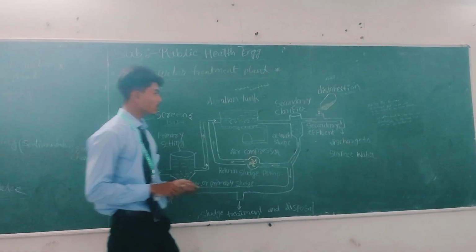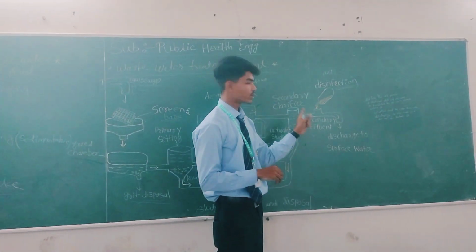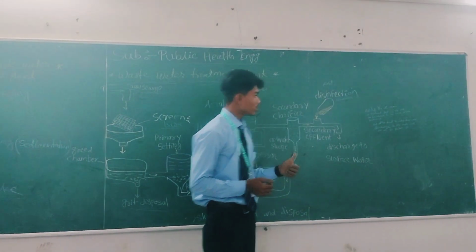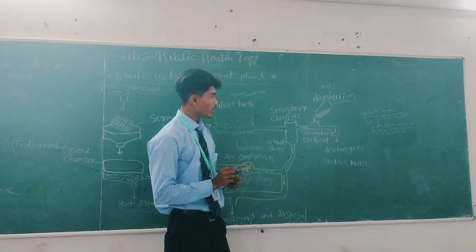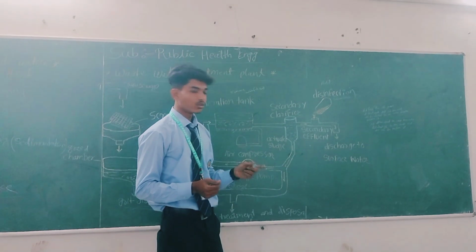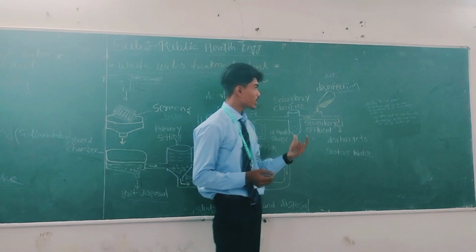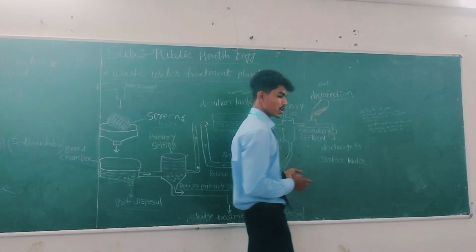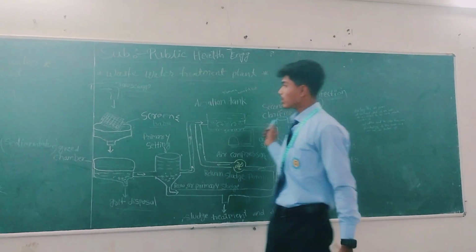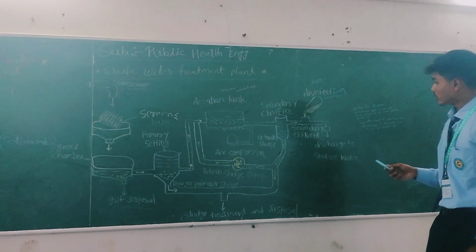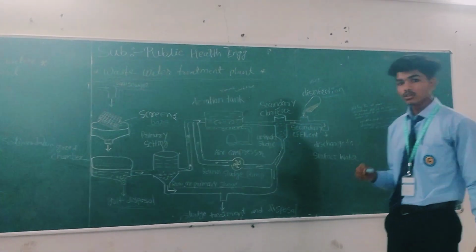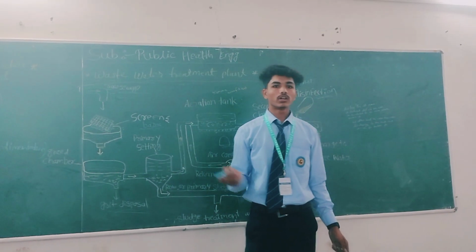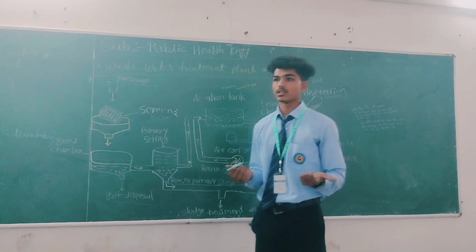After repeating the secondary settling and primary settling, the water goes to disinfection because of the presence of bacteria in this water. To kill these bacteria, we add disinfectant to this water. After the treatment of water, we discharge it to the surface, to the river, and it can be used for factories and anywhere.